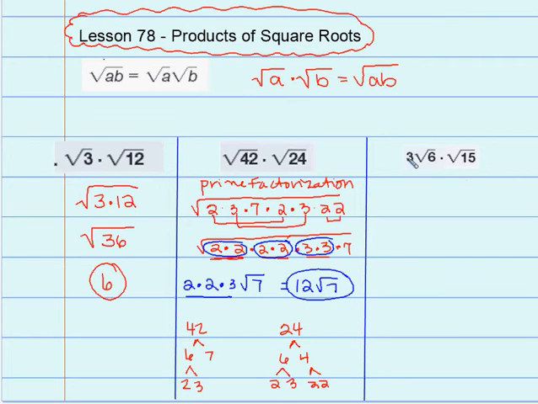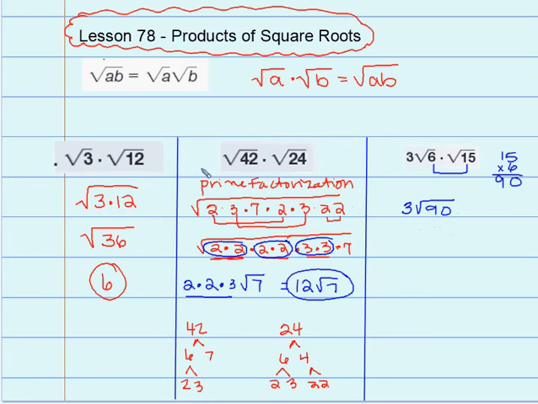Over here, we have a 3 on the outside. We have the square root of 6 times the square root of 15. So we have 3 square roots of 6, or 3 times the square root of 6, times the square root of 15. So I can multiply 6 times 15. That would be 90. So this is 3 square roots of 90, and then I can break 90 down.